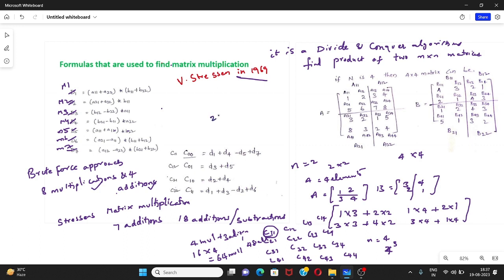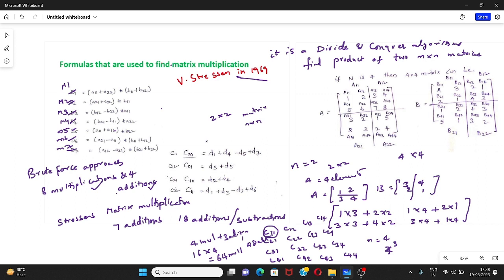This is for a 2 by 2 matrix. Let's consider an n by n matrix: you can increase the size of n by using this divide and conquer method, so it doesn't take an exponential number of multiplications. That is the idea behind Strassen's matrix multiplication. These are the formulas for performing 7 multiplications in order to find the product of 2 by 2 matrices.